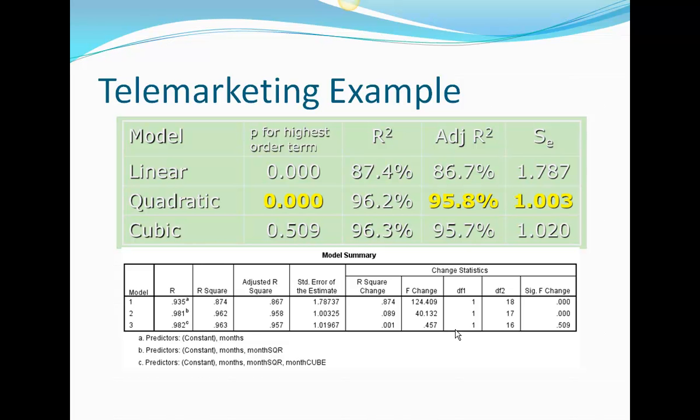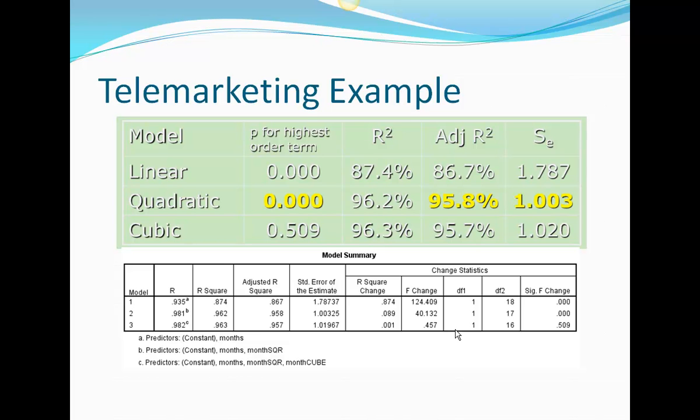Now, under the model summary for the SPSS printouts, you would have to look at the significance. You can look at significance of F if you wanted, but you would actually have to go back into the other printouts where they show the ANOVA table in order to look at the p-value of the highest order term to make sure that it was in fact still statistically significant. But the R squared, adjusted R squared, and standard error can all be seen on here.